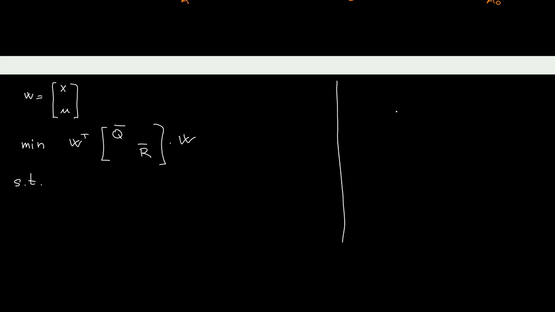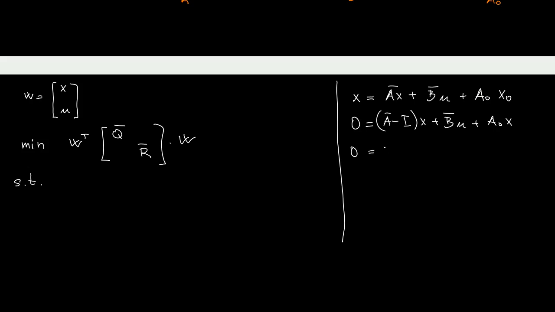In order to see how they look like, let's now write down explicitly that the long vector x can be expressed like this. This is what we had up there. Now moving everything on the left hand side, this is what I get. And finally stacking together x and u in one combined vector w, this is what I get. So clearly this is a linear constraint, or constraint in the form of a set of linear equations.